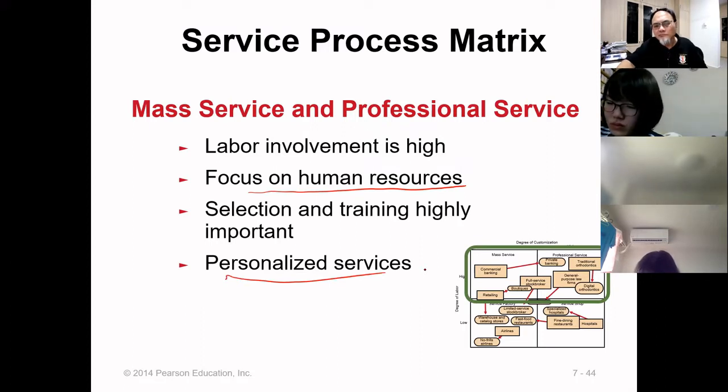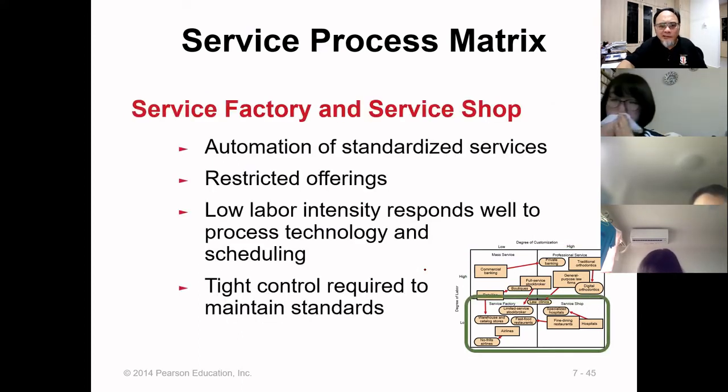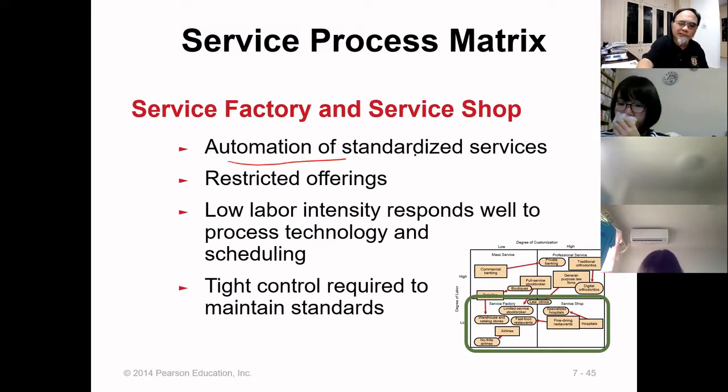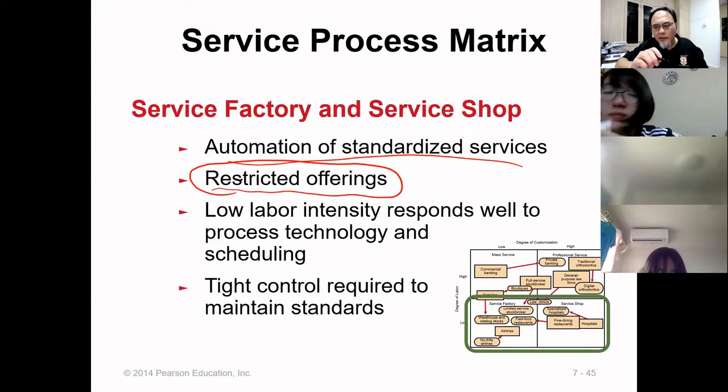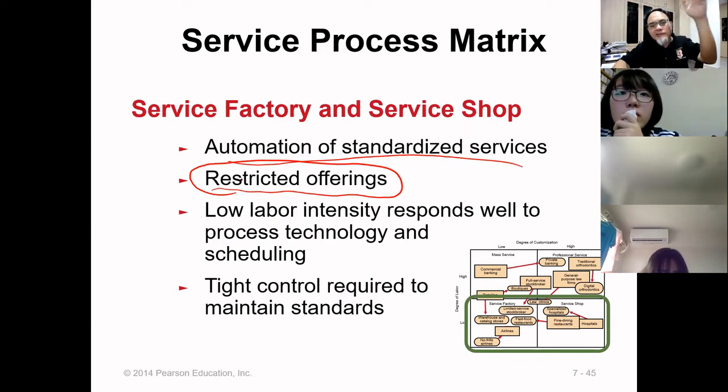Banking is a personalized service, but now you see a lot of automation already in a lot of things. So service factory and service shop: automation of standardized services. That's why just now I mentioned no frills airline. There's a lot of standardized services. And one more thing, this is also important: restricted offerings. Do you understand what restricted offerings mean? Because this is not mass customization. If you compare, professional service is not mass customization. Mass service is mass customization. Service factory is like our repetitive production. Remember, repetitive production, making a lot of bicycles. So very restricted offerings.